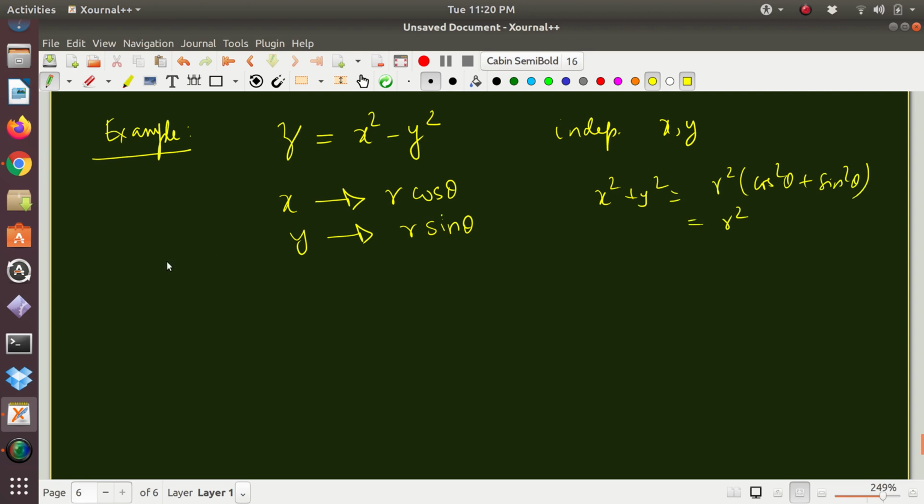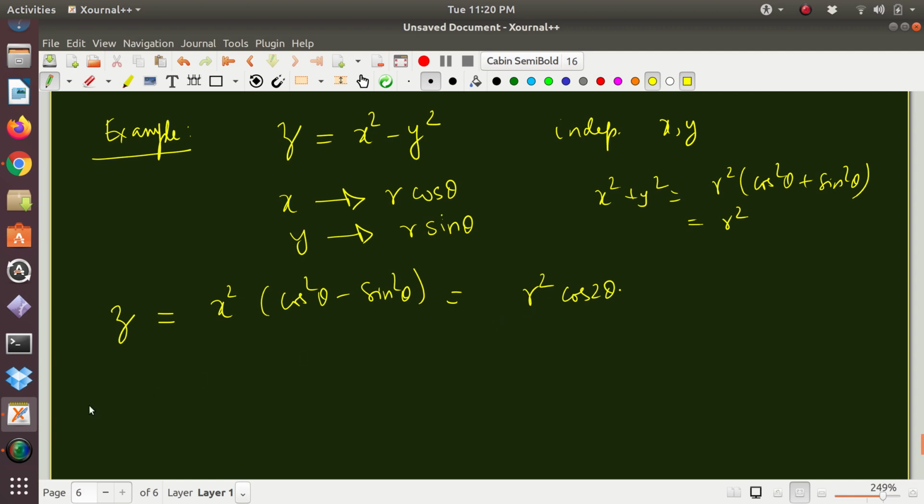Now therefore z can be converted into r squared times cos squared theta minus sine squared theta, which is nothing but r squared times cos 2 theta. Cos squared theta minus sine squared theta is cosine of 2 theta.